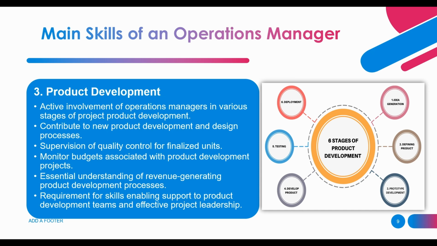And you can take a look at the 6 stages of product development here. The first stage is idea generation. The second one, defining product. Number 3, prototype development. And 4, develop product. And 5, testing. And the last one is deployment.